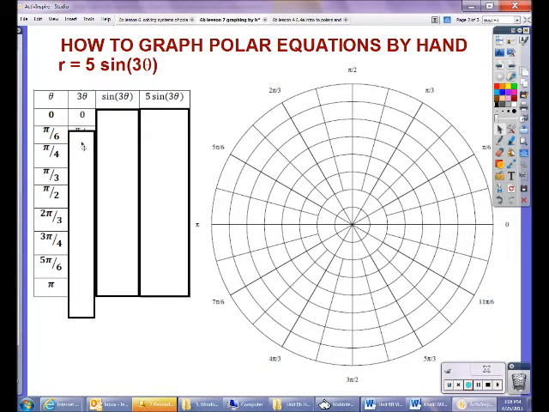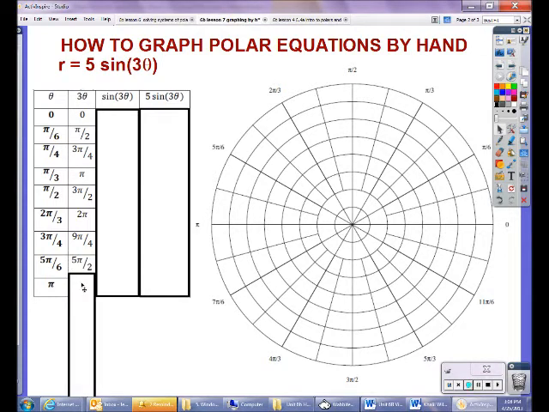3 times 0 is 0, 3 times pi over 6 is 3 pi over 6, but you must reduce. 3 pi over 6 is pi over 2. 3 times pi over 4 is just 3 pi over 4. 3 times pi over 3 is pi. 3 times pi over 2 doesn't reduce. 3 times 2 pi over 3 is 6 pi over 3, or just 2 pi. 3 times 3 pi over 4 is 9 pi over 4. 3 times 5 pi over 6 will reduce to 5 pi over 2, and 3 times pi is just 3 pi.